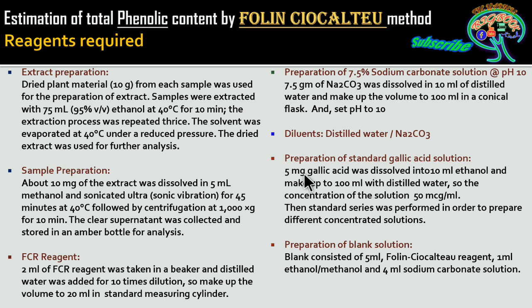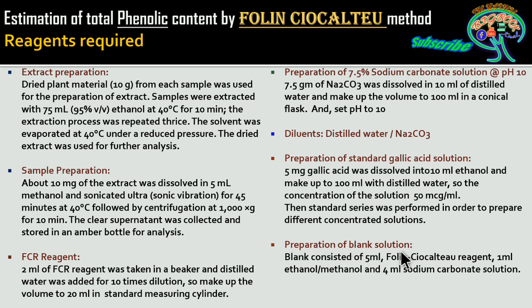Further is the preparation of the standard gallic acid solution, where 5 milligrams of gallic acid was dissolved in 10 ml ethanol and made up to 100 ml with distilled water. So the concentration of the solution will be 50 microgram per ml. With the help of this, we are going to prepare the standard series during the procedure to perform the experiment.